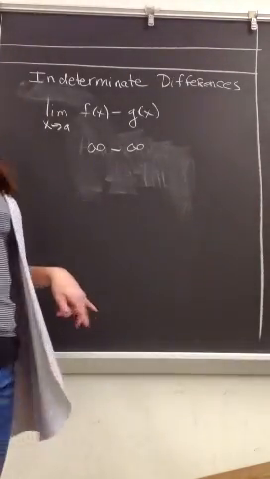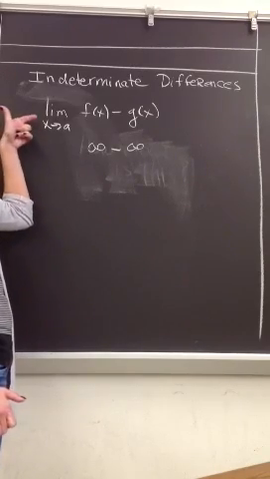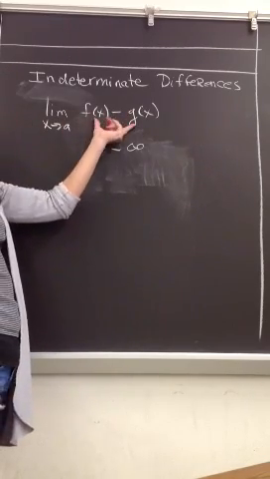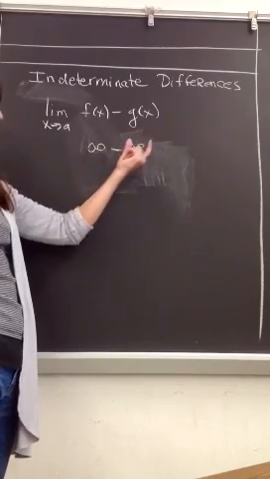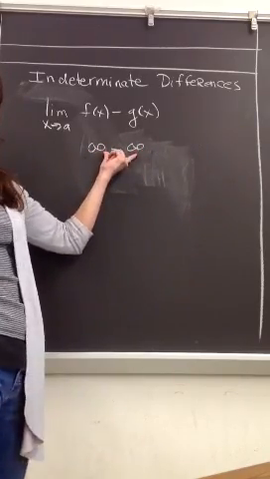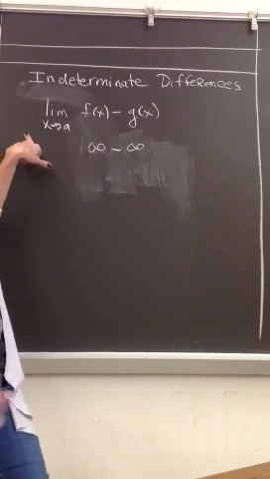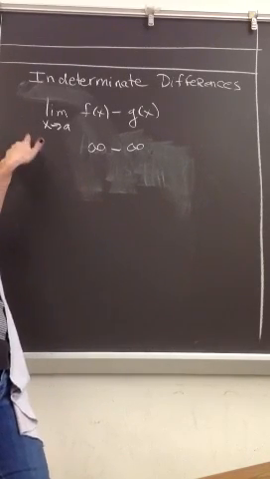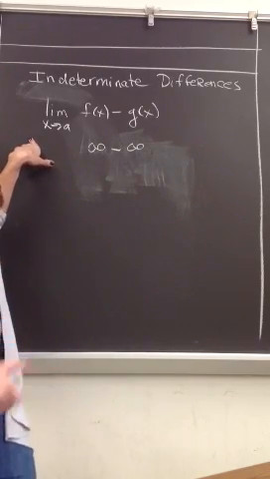In this next video, we're going to look at indeterminate differences. If we have the limit as x goes to a of the difference of two functions, where the limit for the first goes to infinity and the limit for the second goes to infinity, so an infinity minus infinity situation, this is an indeterminate difference, and so we need to do more work. And remember, our goal is to get to an indeterminate quotient so that we can apply L'Hopital's rule.